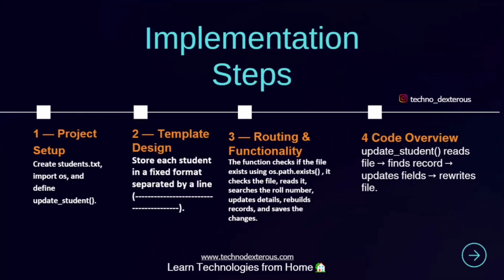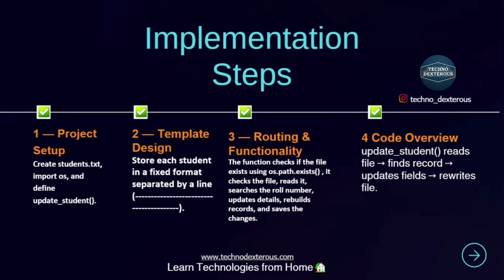The implementation steps in this code: first we create a file called student text. Then we import required modules like OS and define functions such as update student. Template design: student data is stored in a fixed format where each student's information is saved in a separate line. That makes the data easy to read and update by the user. Root functionality: the program checks whether the file exists using os.path.exists. It reads data, splits records, finds the required student, updates information, and rewrites the file.